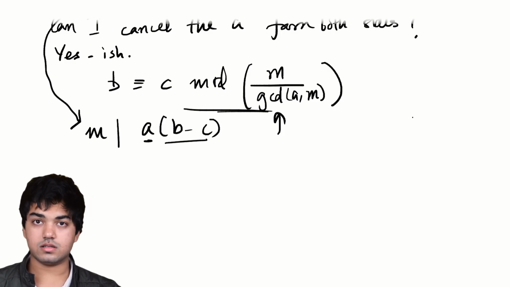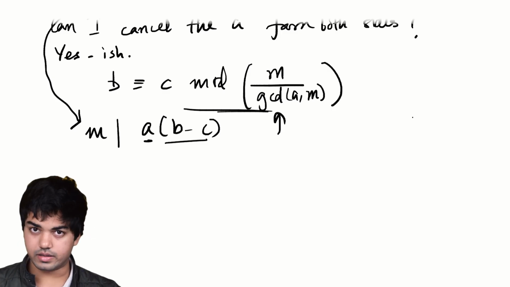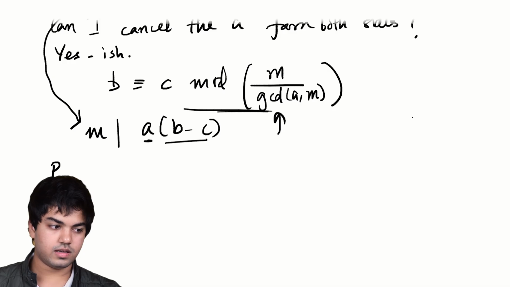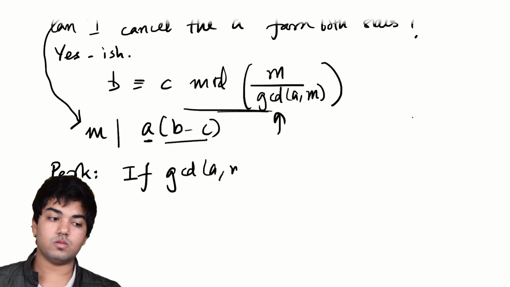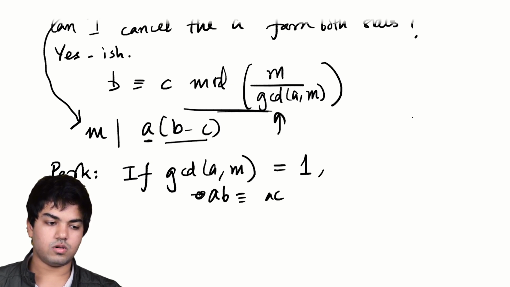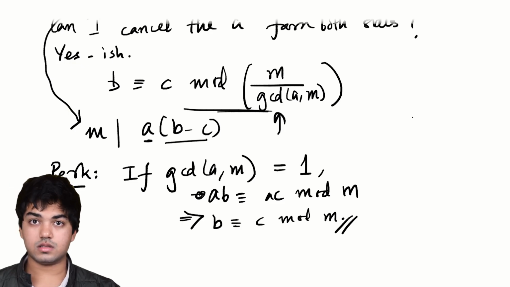And this may be a good exercise too for you to do on your own at this point. I won't get into it right now. But a perk of this is that if the gcd of a and m is equal to 1, if a and m are coprime, then in fact ab congruent to ac mod m implies b congruent to c mod m. So you can cancel when you're cancelling by something that's coprime.